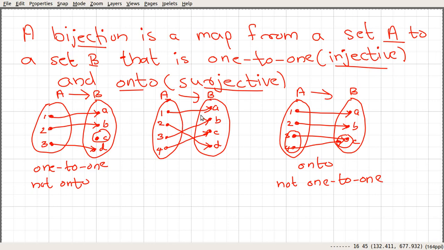So let's look into this second map. Here we can see that every element of B is covered in this mapping. So because of that it is onto, and again we can see that no two distinct elements of A get mapped to a particular element in B, and because of that reason this map is one to one. And if a map is both one to one and onto, then such a mapping is called a bijection. So this is a bijection.